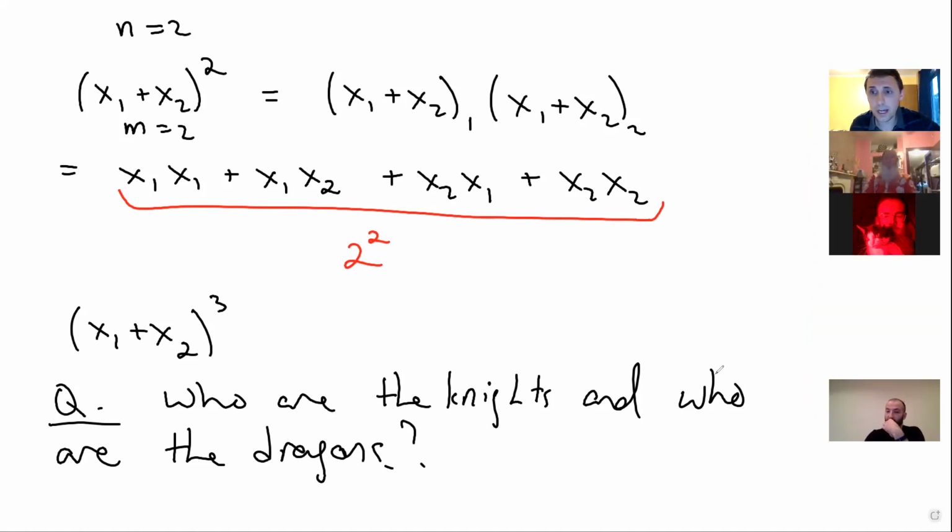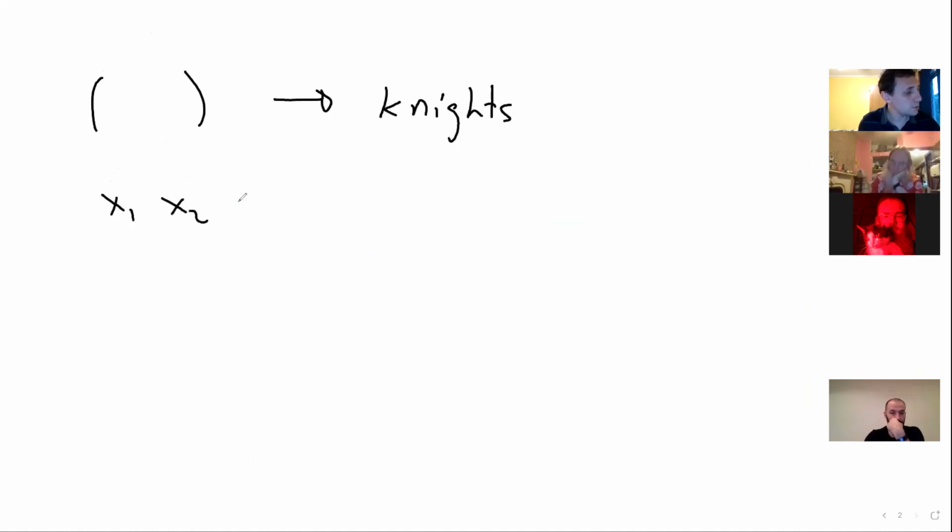Here is the way I would have answered. So the parentheses are knights, right? And x1, x2, x3 are dragons. Now, why is that the situation?